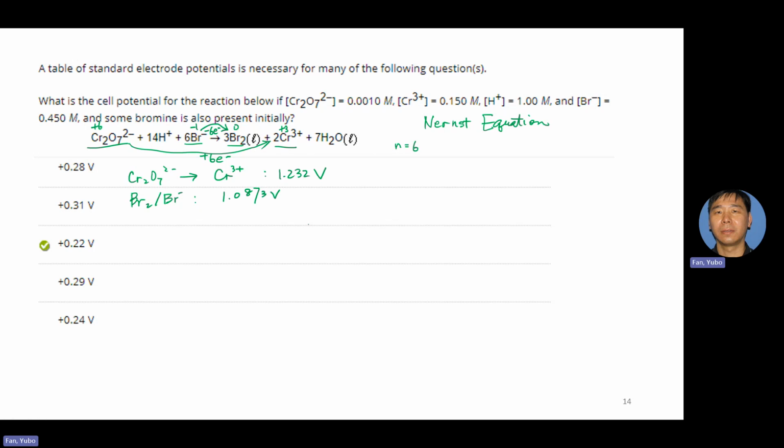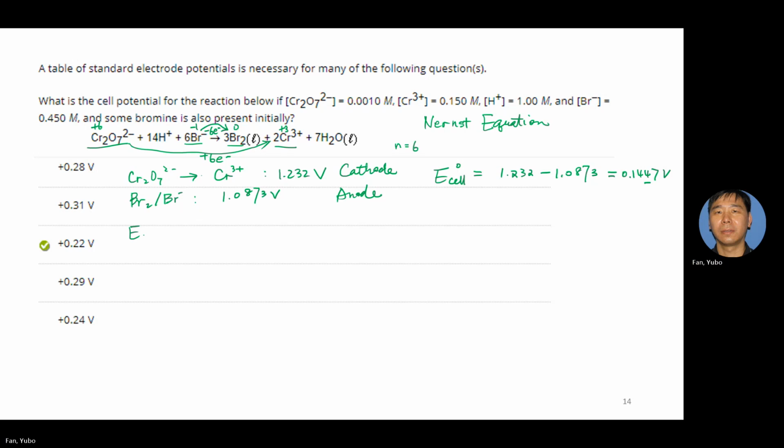Then we can calculate. Bromide is oxidized, so this is the anode. Dichromate is reduced, so this is the cathode. So E cell 0 equals cathode minus anode: 1.232 minus 1.0873, which gives 0.1447 volts. We can only keep thousandths, but we can keep more during the calculation. Then we can calculate the potential for non-standard conditions.